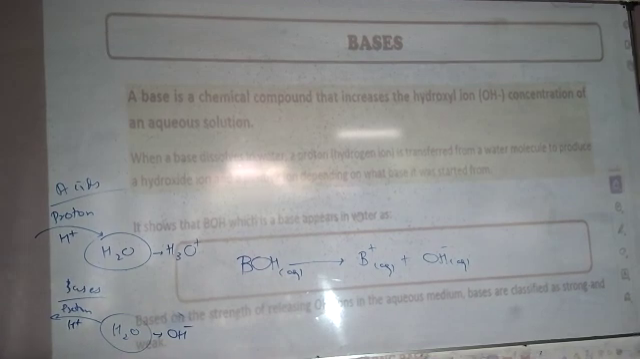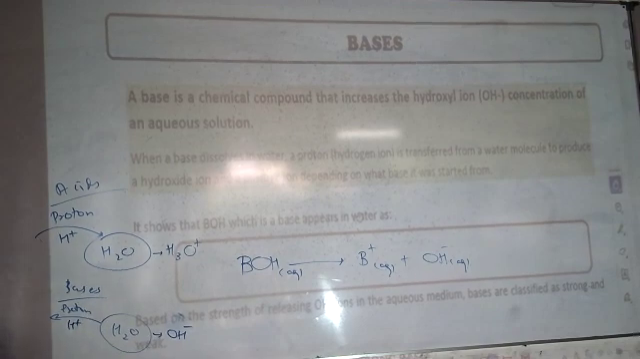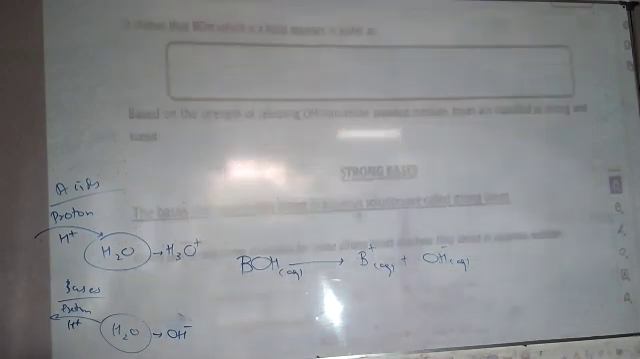Now tell me, what are the two types of bases? Strong bases and weak bases. How do you define strong bases? Complete ionization of OH minus in an aqueous medium is a strong base. Incomplete, fractional or partial ionization of OH minus in an aqueous medium is a weak base. So, strong bases and weak bases.